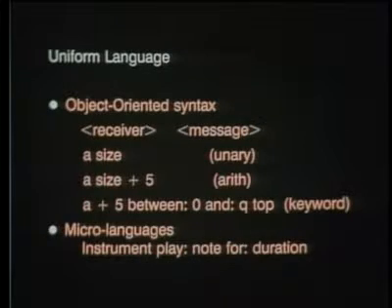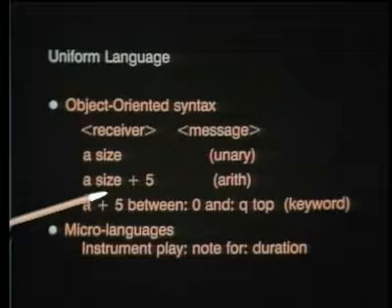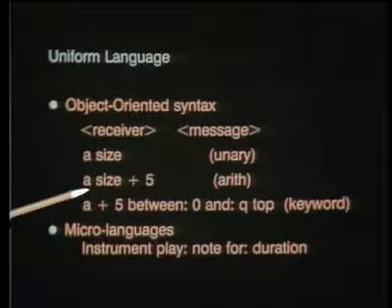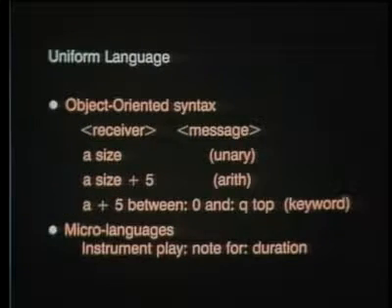Smalltalk gives you a syntax for both simple operations, such as asking for something's size, or printing an object, where you would just say A size. That would send the message size to the object A and return some value. There's also an arithmetic form of this, and here's a compound statement, A size plus 5. This would be accomplished by sending the message size to the object A, taking the resulting value that comes back and sending the message plus 5 to that.